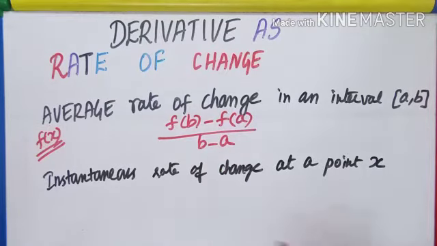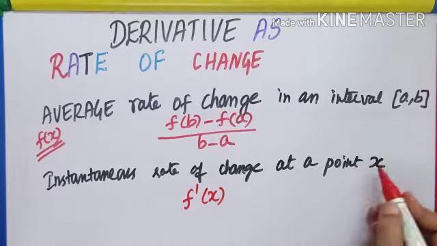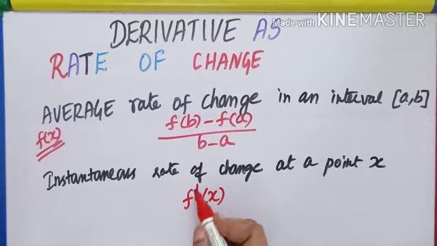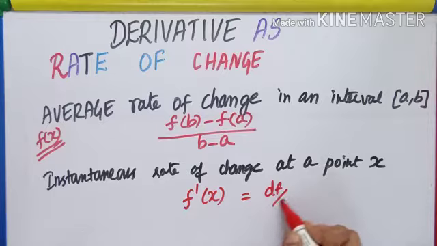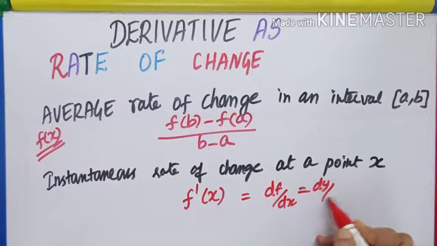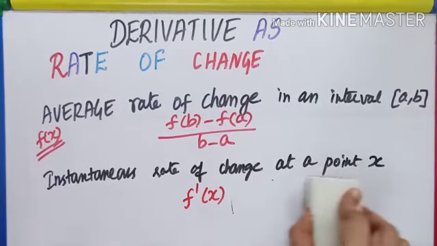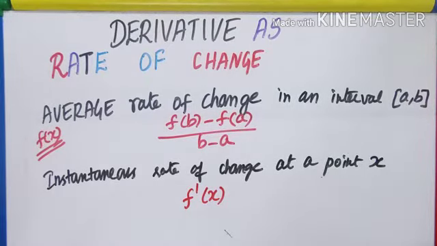by b minus a. Instantaneous rate of change, a very simple idea. Just find the derivative at the point x. f dash of x we say, or I can say df by dx, something like dy by dx. So just find the derivative and substitute that point x value. So instantaneous rate of change will be just the derivative, say f dash of x.